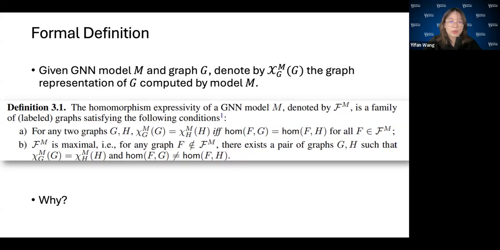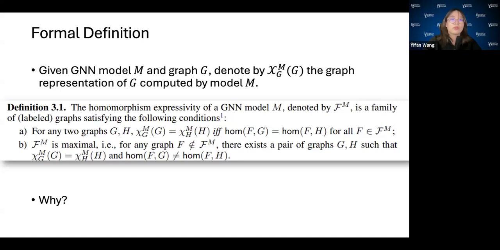F_M is maximal when for any graph F in this set, there exists a pair of graphs G and H such that the representations are the same, but the hom counts of F in G and H are not the same. As a simple example, we consider a maximally expressive GNN that can solve the graph isomorphism problem. It computes the same representation for two graphs if and only if they are isomorphic. Then this F_M contains all the graphs.